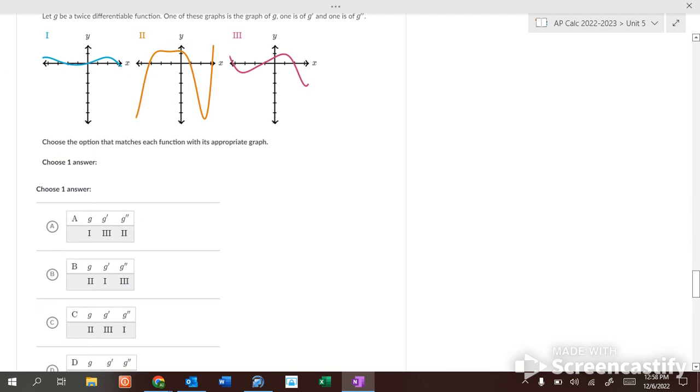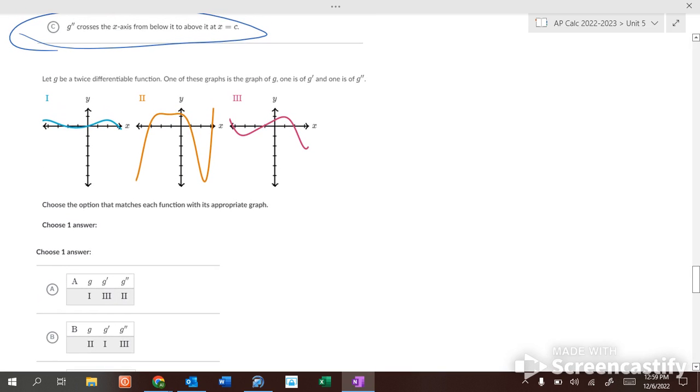Now these are the painfully difficult ones. This is what everybody hates in calculus class. Which one is the original function? Which one is the first derivative of it? Which one is the second derivative of it?